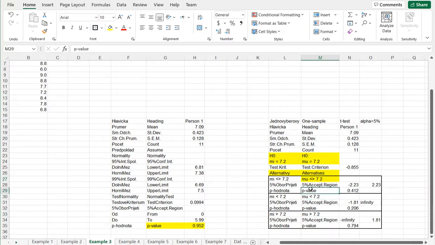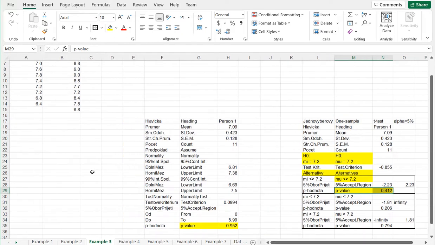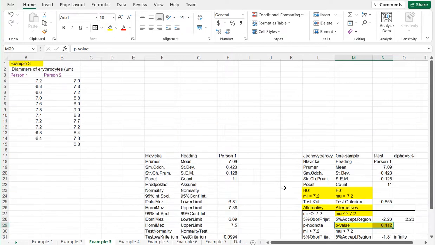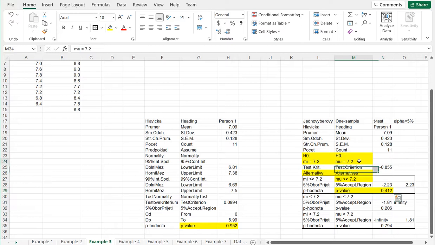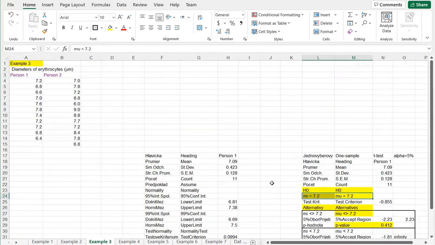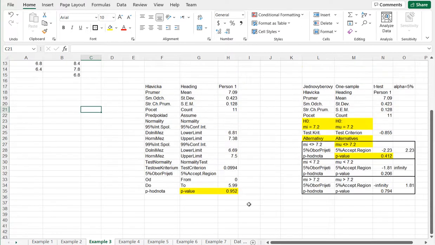Okay. So the p-value is 0.4. 0.4 is greater than 0.05. Therefore, we don't reject the null hypothesis. Therefore, we take the null hypothesis with a 95% confidence level that indeed person 1's erythrocytes are from a population of 7.2. Yeah, so that is the answer. So person 2, you're going to be doing the exact same thing. That is all. Yeah, so we're done here.